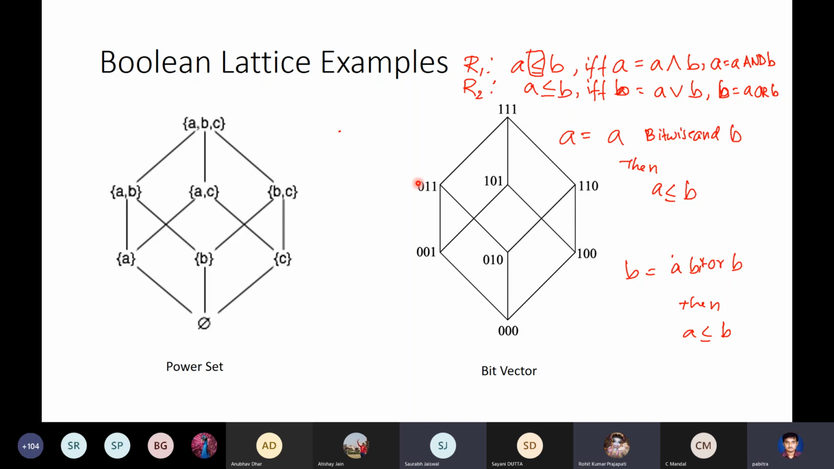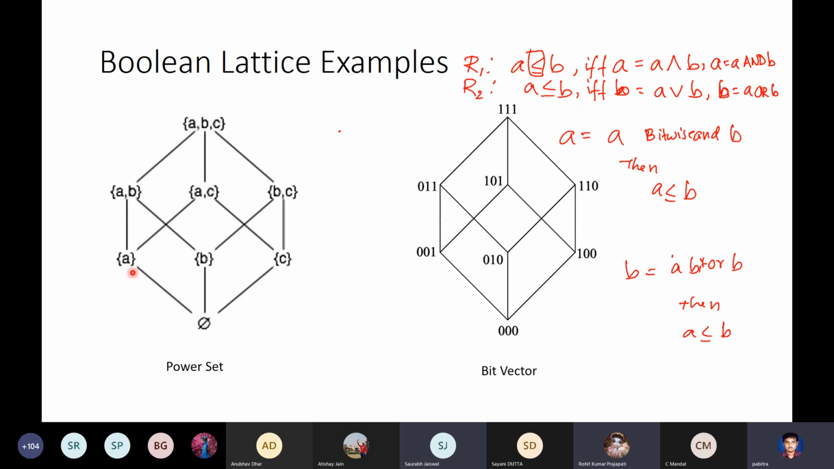So any Boolean lattice, of course, a particular category, not all Boolean lattices. I just give a rejoinder. Most of the Boolean lattices look like, or are isomorphic to, these two structures, this cube-like structure, the power set and the bit vector set. But not all. I just warn you.